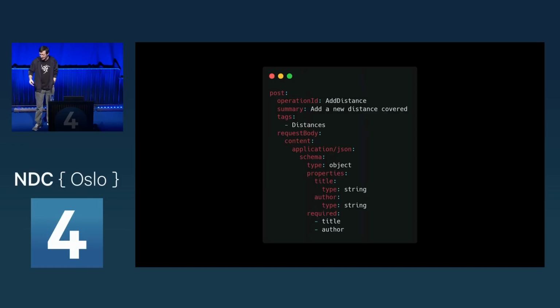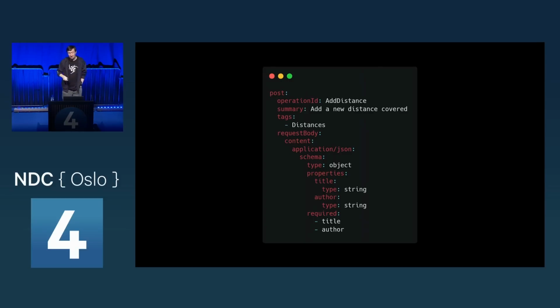So this is kind of like add a distance for a run or a walk or something. And obviously the properties of a distance would be a title and an author. And I didn't just completely screw up my code samples. One day I'll give this talk and I'll have fixed all this instead of just calling it out like an idiot. But today is not that day.